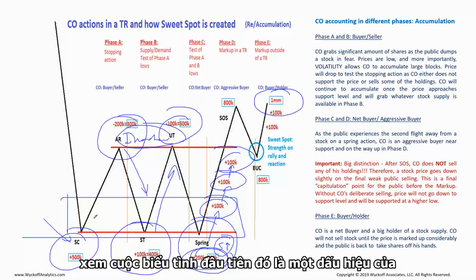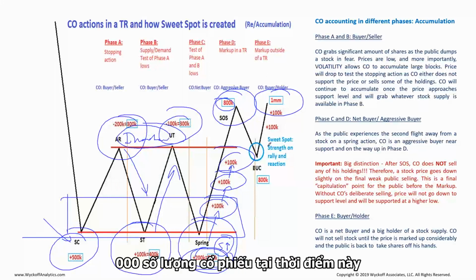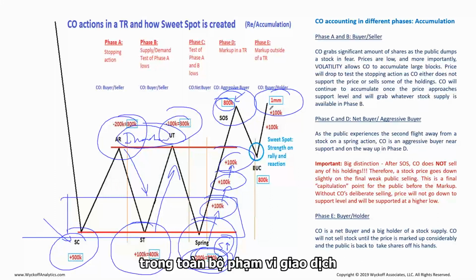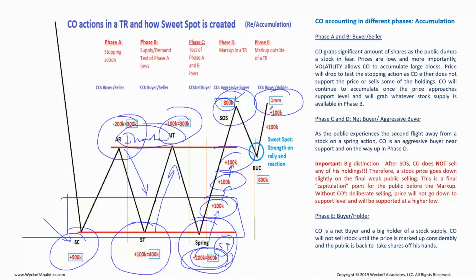So we'll see that first rally as a sign of strength rally, and by the time the CEO is done with this rally, the position sizes are quite significant. So we could be at the 800,000 number of shares at this point. So think about availability of the supply. It was just bought throughout the whole trading range structure in the sign of strength rally, absorbing the sellers that were available throughout this whole structure.